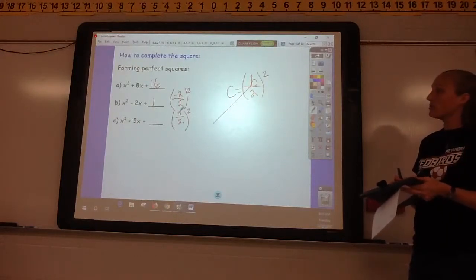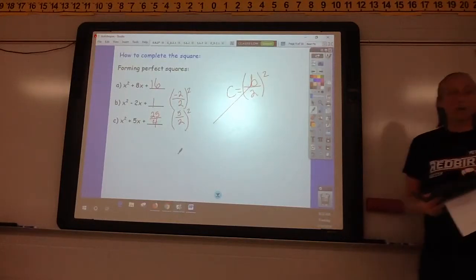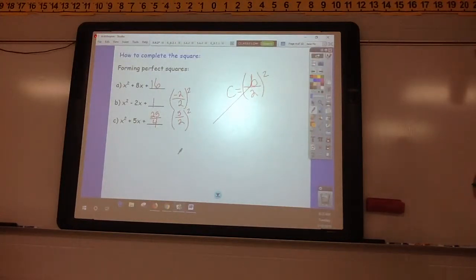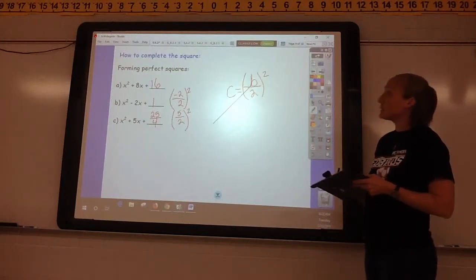So then I just square them. And if you're going to square a fraction, you square the top and you square the bottom. So in this case, you would get 25 over 4. You can write it as a decimal if you want to, I just don't necessarily suggest that as you're going through these. So that's how to form your perfect square, how to complete the square.